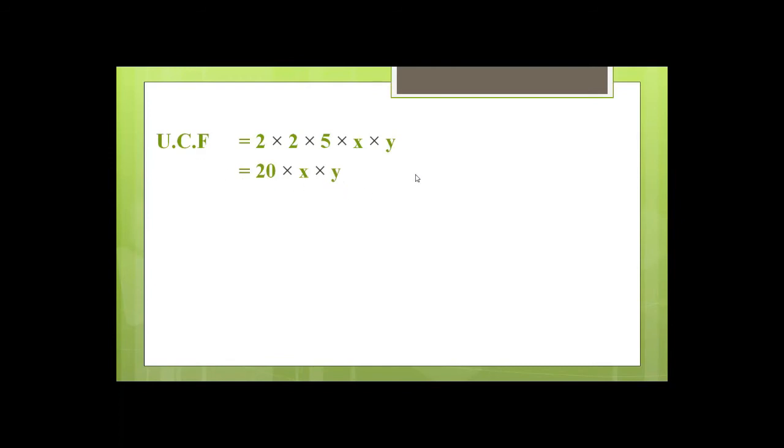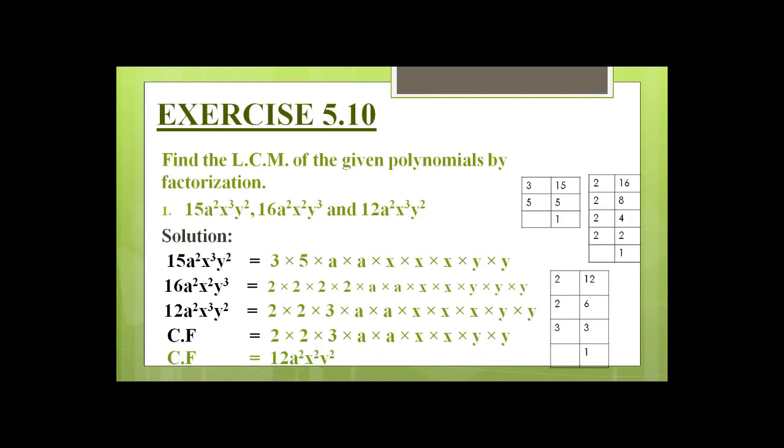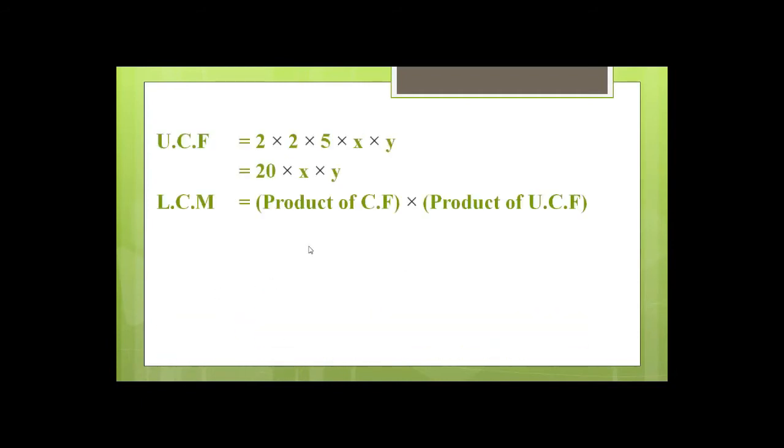Now it's time to find out the LCM. So the formula of LCM of the polynomials is product of common factors multiplied by product of non-common factors. So what is the product of common factors? We have discussed this in the previous slide. The product of the common factors is 12 a square x square y square. This value we will use in the next slide to find out the LCM. So the product of the common factors is 12 a square x square y square multiplied by the product of non-common factors, that is 20xy, and for finding out the LCM we will multiply these two together.